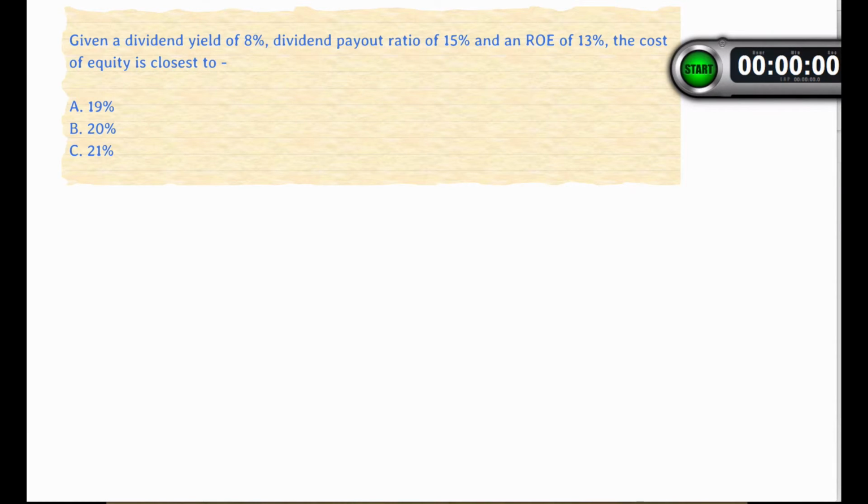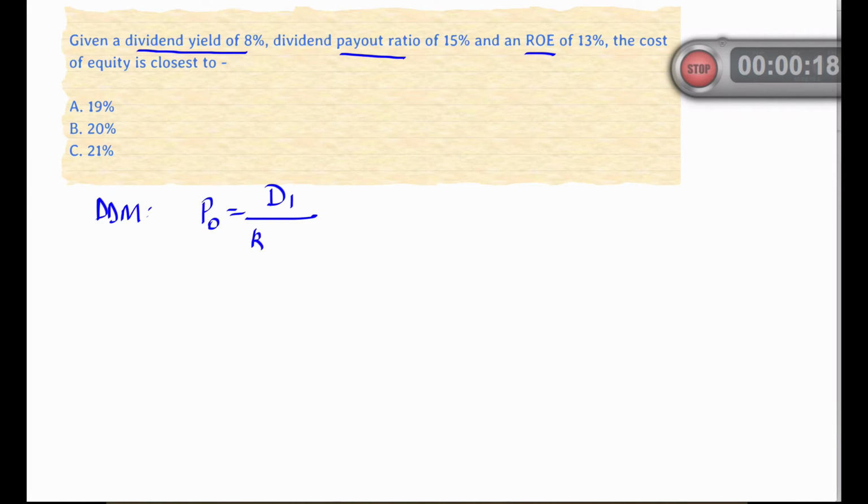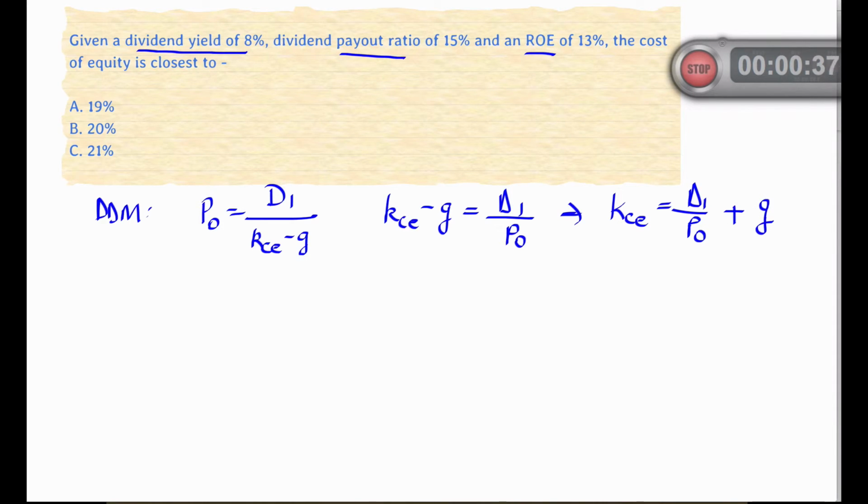Okay, let's consider the next problem. Now here, we're given a dividend yield of 8%, a dividend payout ratio of 15%, and an ROE of 13%. We're asked to calculate the cost of equity. So we immediately recognize this as an application of the DDM model, or the dividend discount model, which states that the price today equals the dividend one period from now divided by the cost of equity minus G, the long-term growth rate. We simplify this equation and we get the cost of common equity as the dividend yield, which is D1 over P0, plus the long-term growth rate G.